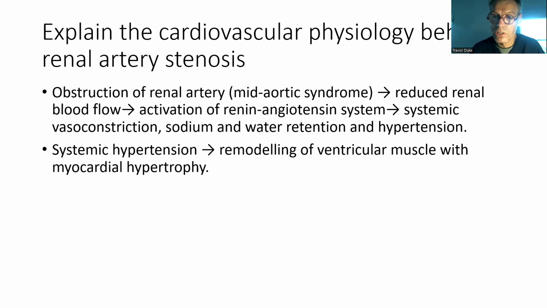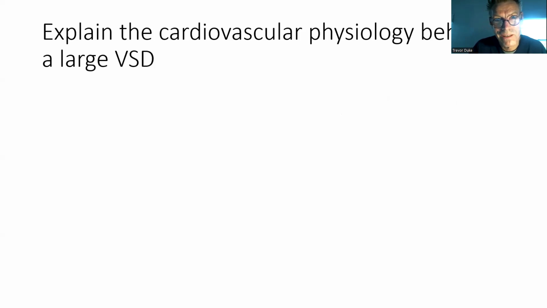It's just like if you put a pressure load in any skeletal muscle, over time that will lead to muscle hypertrophy, exercise, etc. But systemic hypertension does the same thing. It leads to remodeling of the ventricular muscle with myocardial hypertrophy. So if you were to try to explain the cardiovascular physiology and the effects of renal artery stenosis, then that's what you could say. Okay, right.